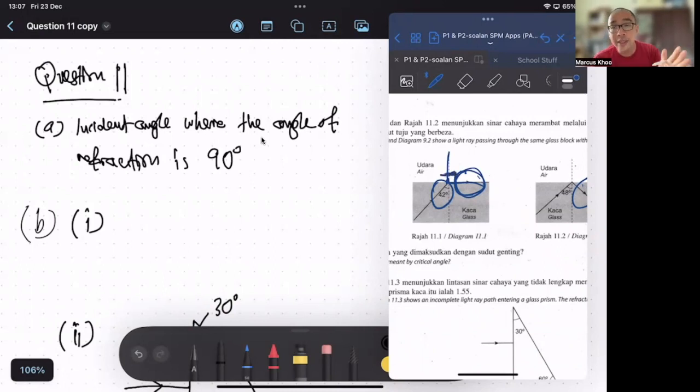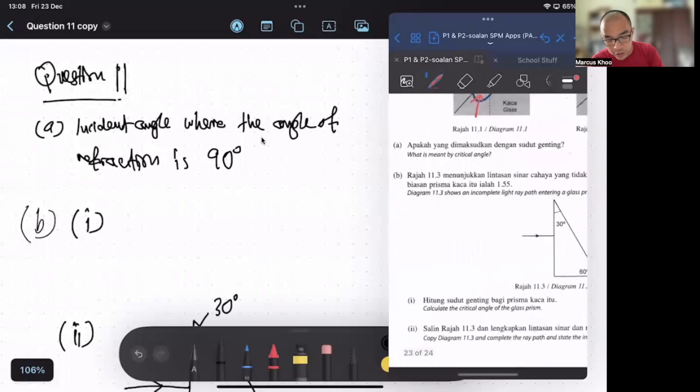Anything less than 42, it will be refracted lah. It will be refracted like this. But we see that the refraction is 90 degrees. So when the refraction is 90 degrees, that particular angle of incidence is called a critical angle.